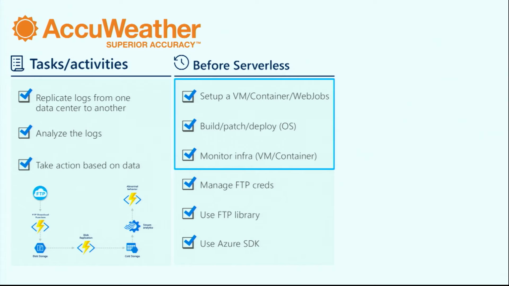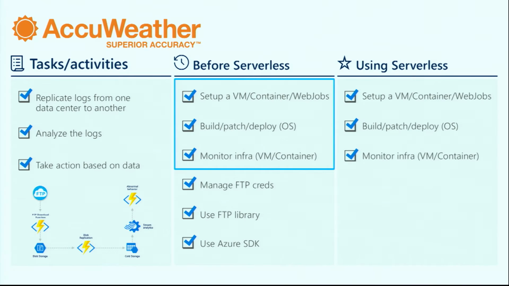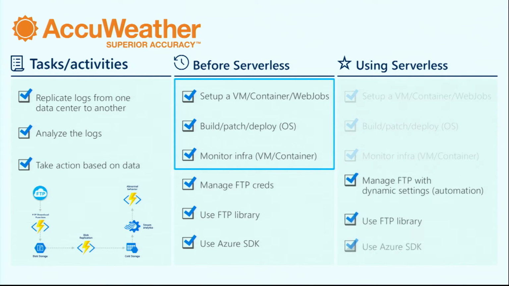And very similar to the previous example, they need to manage FTP credentials, they need to use FTP libraries, and they need to use the Azure SDK to actually be able to read items from Q and Blob and work it out. And just like before, you don't need to use servers, so you don't care for that. The FTP is being managed with dynamic settings, and they use an FTP library. So pretty much the same thing.